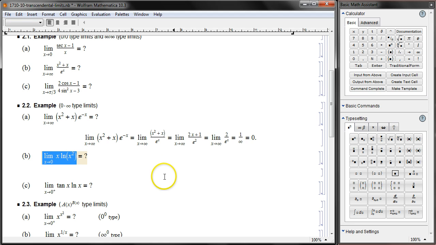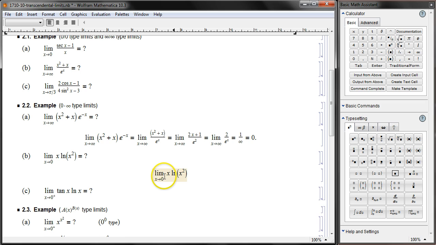Let's study this. Now, we have 0 times the infinity type limit. This is 0, and this is going to negative infinity. Okay, log of 0 going down to negative infinity, okay? So you have to change it into a fraction form. How do we do that? One way to change it is to keep this x upstairs and then push this log of x downstairs.